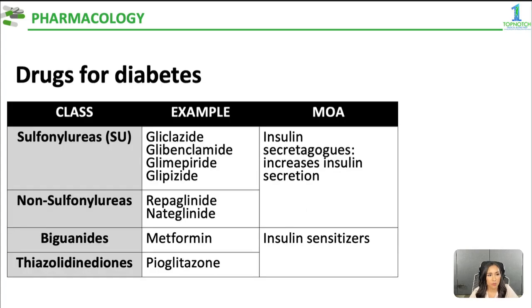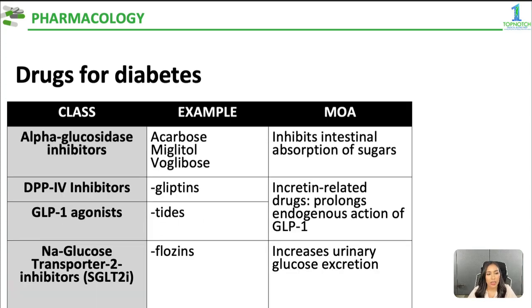Let's look at the drugs for diabetes. Sulfonylureas include yung mga clozide, clamide, pyride, zide. And non-sulfonylureas, repaglinide, nateglinide. Ang mechanism of action nila, insulin secretagogues, increases insulin secretion regardless of glucose level. Therefore, higher risk for hypoglycemia. Biguanides, metformin, thiazolidinediones, pioglitazone, they are insulin sensitizers. And then alpha-glucosidase inhibitors, these include acarbose, miglitol, voglibose. It inhibits intestinal absorption of sugars.